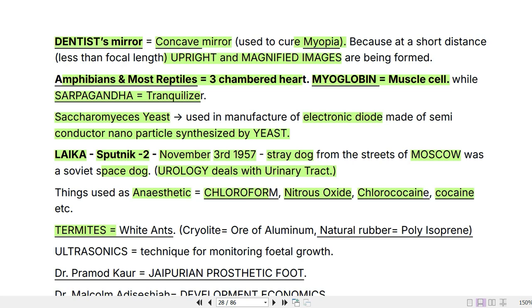Why have you written that? Not quite sure. Anyway, so cryolite, I think it is an ore of aluminum, and you must remember that cryolite is an ore of aluminum, and the natural rubber is a polymer of isoprene, because isoprene is in itself a natural rubber, and then a polymer of that is also going to be a natural rubber. Okay, then ultrasonics, this is a technique for monitoring fetal growth.